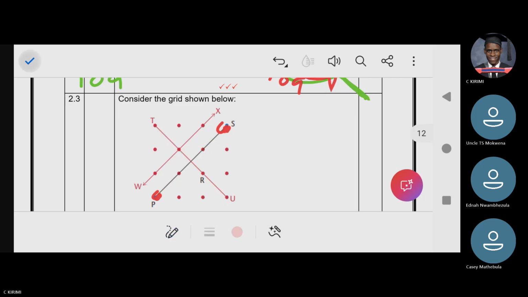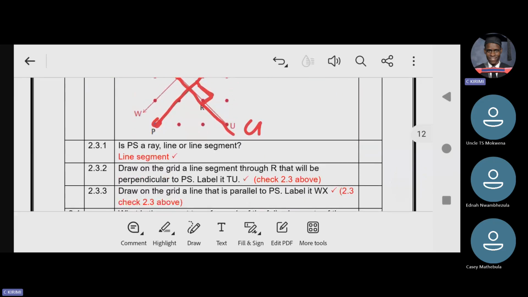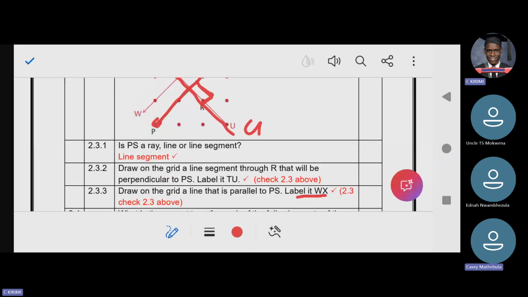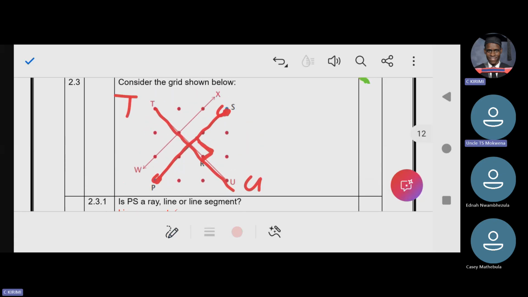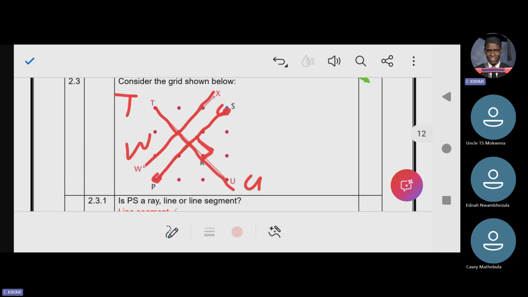Yes. Then the last question is saying draw a line segment, the line that is parallel to PS and label it WX. So if it's parallel to PS, it does not cut. So you just draw it parallel, not touching. You label it WX.